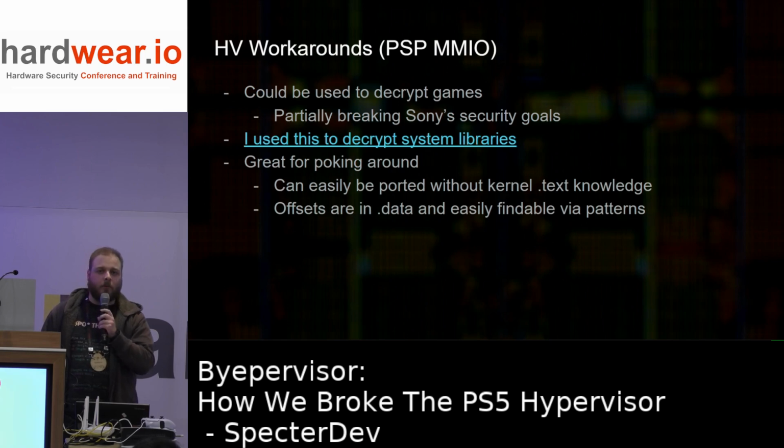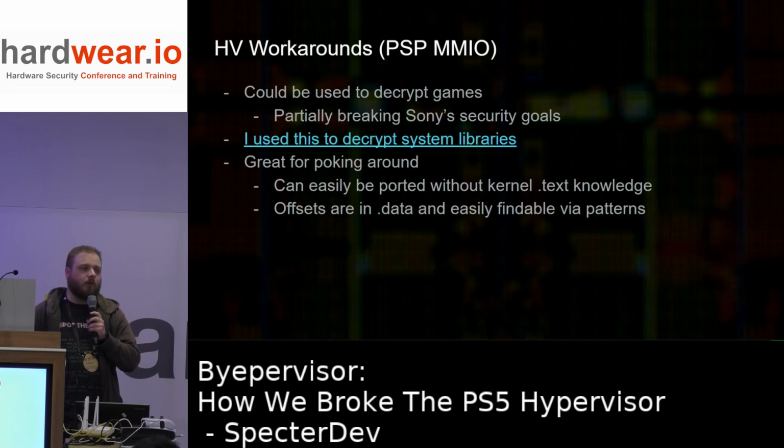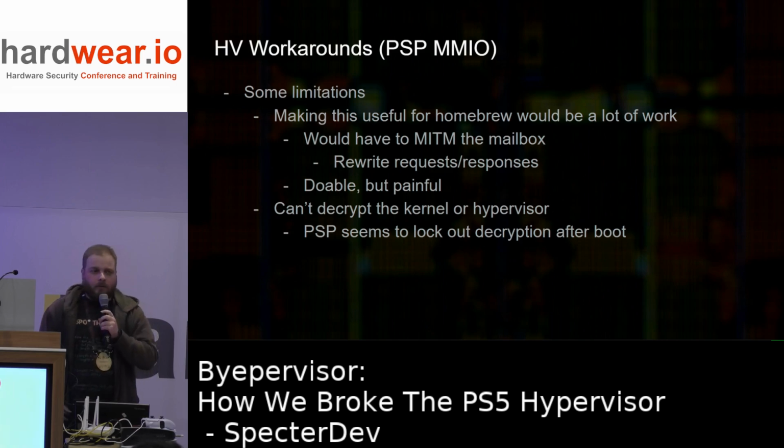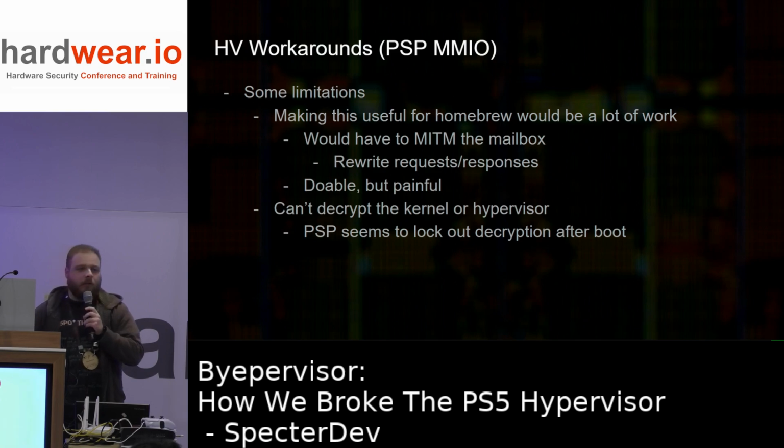It can pretty easily be ported to other system versions, even if you don't have the kernel text, because you only need a few offsets that are in the data section, and it's only really for resolving physical addresses. There are patterns that let you pretty easily find these values. But this does have some limitations. Making this useful for homebrew would be a little bit painful, I think. You would basically have to man-in-the-middle the mailbox and rewrite requests and responses. I think it would be doable, but it's a little bit painful. And this can't be used to decrypt the kernel or the hypervisor. The PSP seems to lock out decryption of these files sometime after boot.